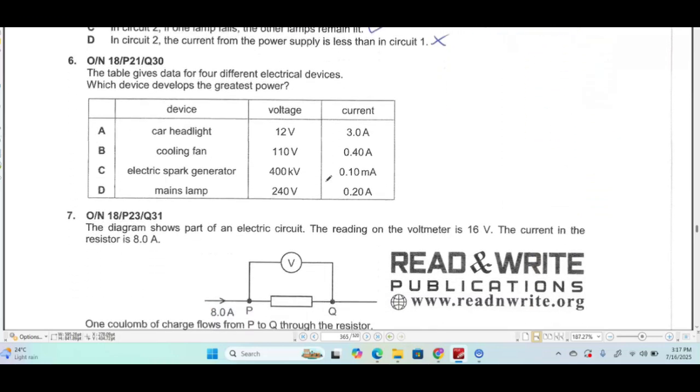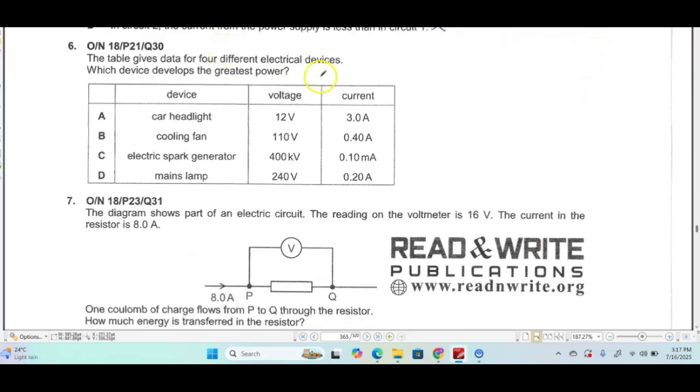Question number 6. The table gives data for 4 different electrical devices. Which device develops the greatest power? Okay. When we are given voltage and current, the formula for power that we have to use is power is equal to VI. Okay, so we can calculate the power for this. So 12 into 3 is going to give us 36 watts.